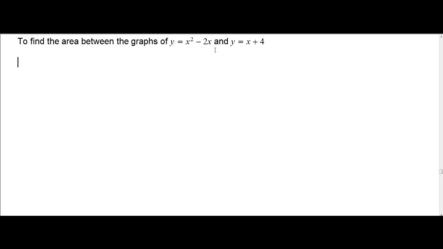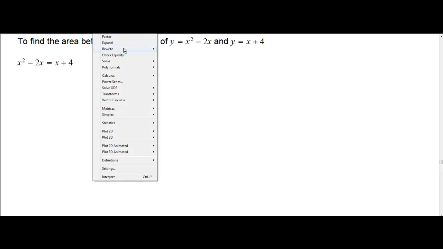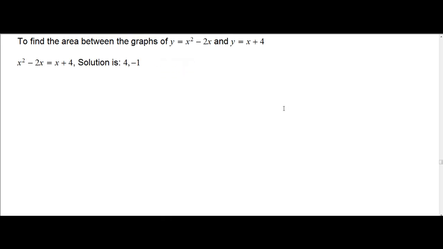So we would like to find the area between the graphs of these two functions, right? You can find the points of intersection algebraically, which you can very easily do. How would you do that? You would just solve this equation by factoring it. I'm just using the calculator right now. So they intersect at x equals -1 and x equals 4, right?